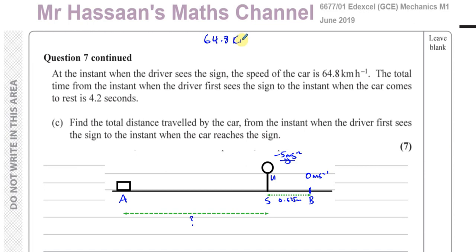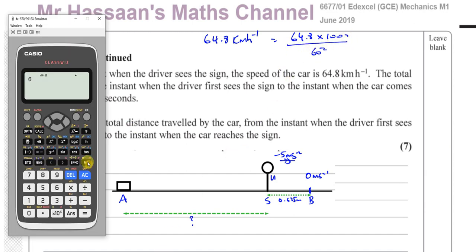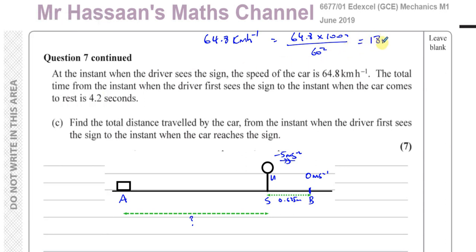64.8 kilometers per hour is 64.8 times 1,000 over 60 squared. So be careful not to make mistakes like that. You're throwing marks away for no reason. 64.8 times 1,000 divided by 60 squared. That gives you 18. So that's 18 meters per second. That's better. That's more how we like it.